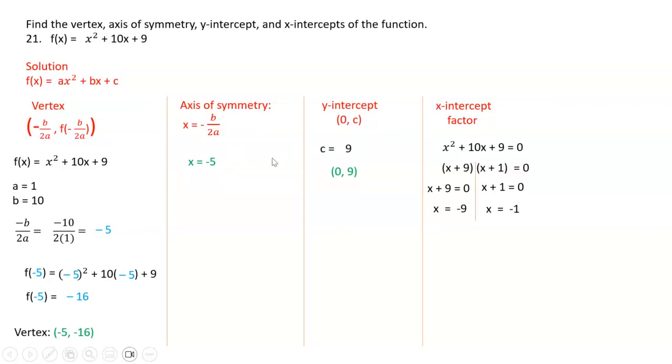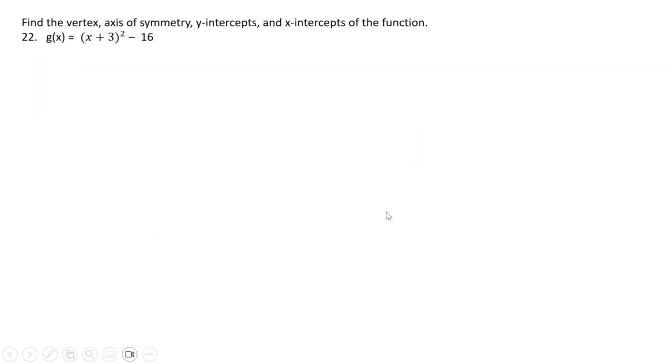And in most cases, they also want you to graph it, okay, but not in this case. But most instructors will say to graph it. By graphing it, all you do is plot all the points and do your parabola. Okay, now, this is also finding the same thing as before. Find the vertex, axis of symmetry, y-intercept, and x-intercept of the function. But now, this is in the vertex form.